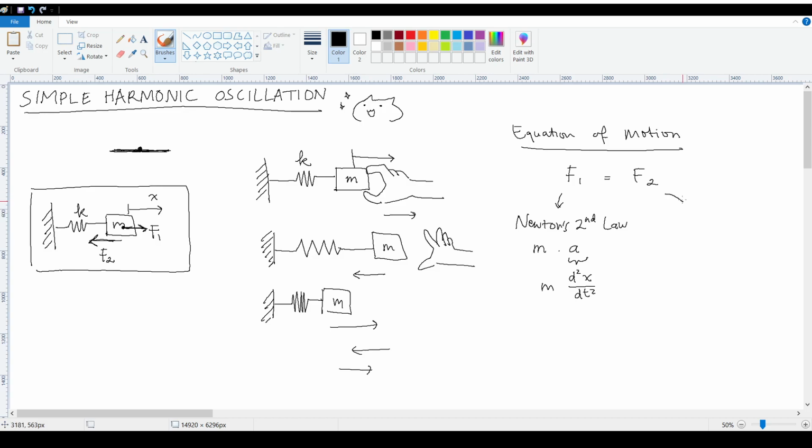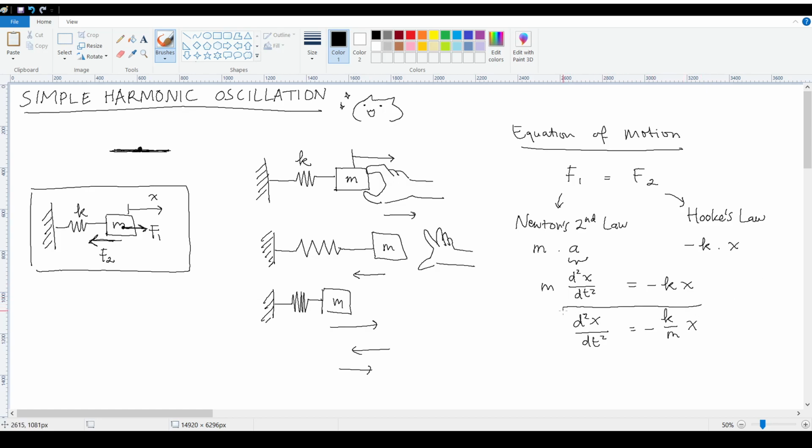While for F2, the restoring force of the spring, we have to remember Hooke's law. In Hooke's law, we know that the restoring force is equal to minus k times x. So this is equal to this. And if we divide the whole equation by m, then we get the second derivative of x with respect to time is equal to minus k over m times x.